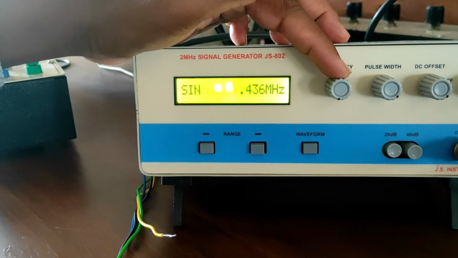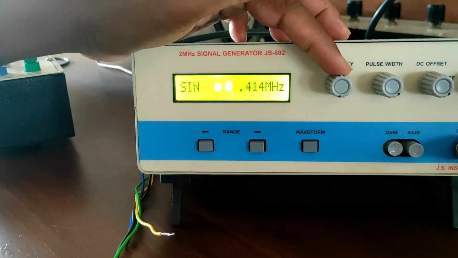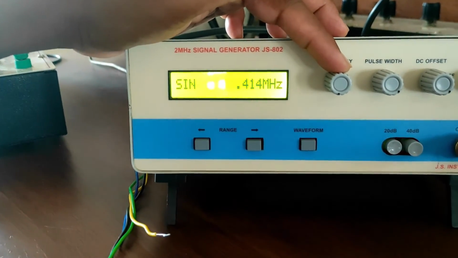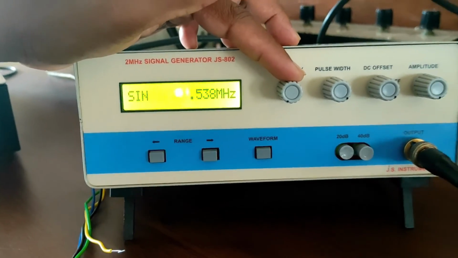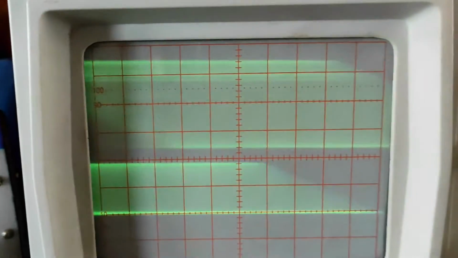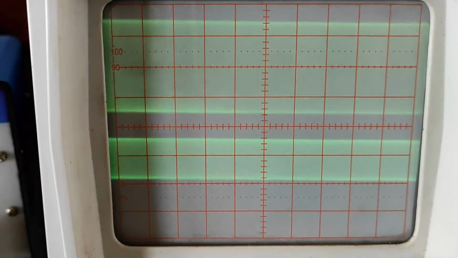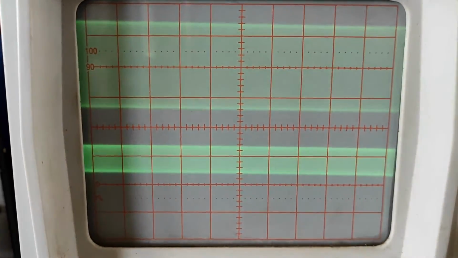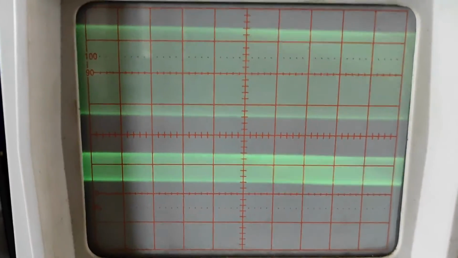You can see the frequency is now from 20 kilohertz to 0.4 megahertz. If we go on increasing this frequency still further, we can see the decrease in the gain. The amplitude is being reduced. This is the experiment. Thank you.